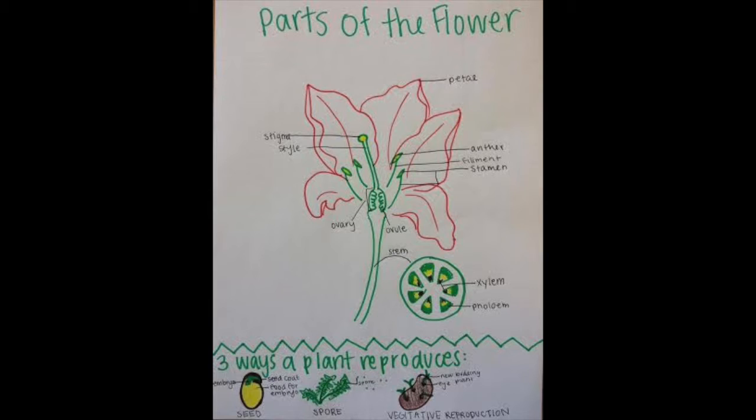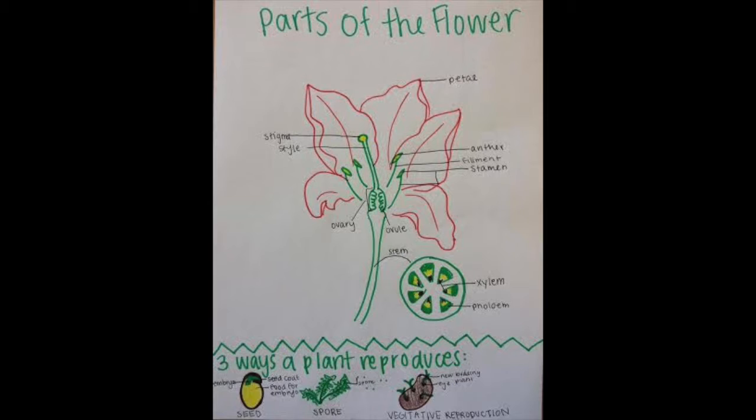The stigma, a sticky receptacle for pollen, is the starting point of the reproduction process. Then, the pollen is brought through the style to the ovary. Then the pollen and the ovule combine to create an egg. The male parts of the flower, the stamen, consist of the anther and the filament. The anther produces pollen. Within the stem is the phloem, which carries nutrients, and the xylem, which carries water.